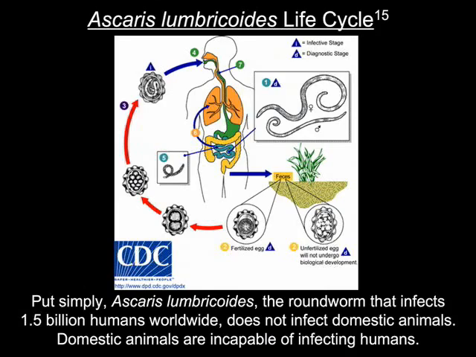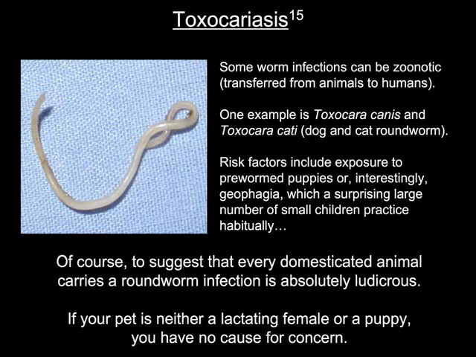Okay, we have here another complicated graph from the CDC showing the Ascaris lumbricoides life cycle. Now to summarize it and put it simply, Ascaris lumbricoides, the roundworm that infects 1.5 billion humans worldwide, does not infect domestic animals. So domestic animals are incapable of infecting humans with Ascaris eggs. Now, some worm infections can be zoonotic, meaning they can be transferred from animals to humans. So for the sake of completeness, I feel I should mention toxocariasis. This is caused by Toxocara canis and to a lesser extent by Toxocara cati.